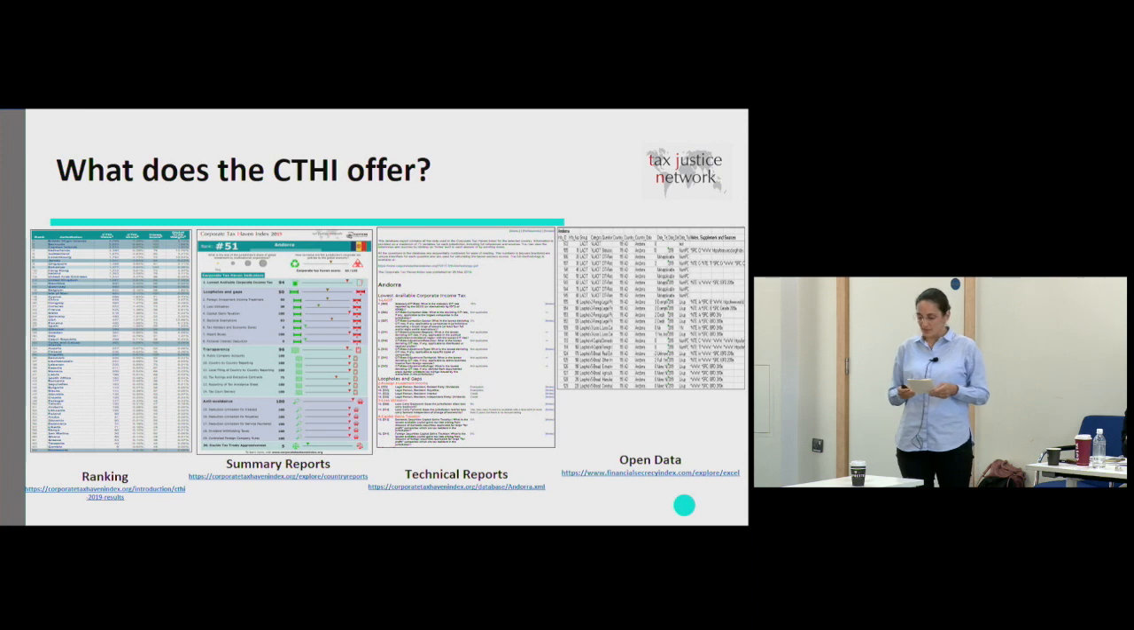So if you go to the Corporate Tax Haven Index website, you will see the full ranking and summary reports. And moreover, technical reports of individual countries are available in open data format.